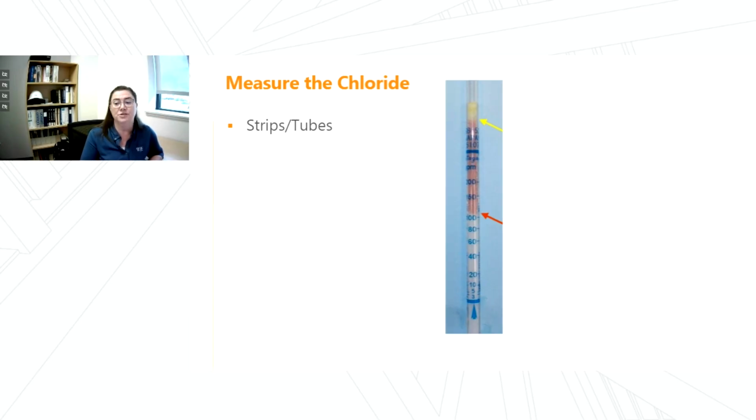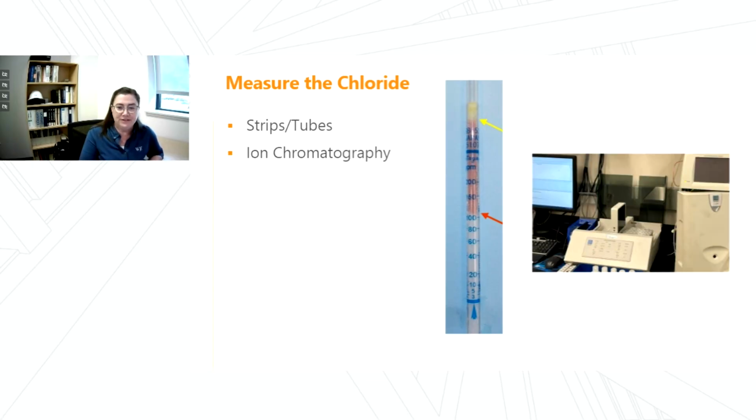So that tells us that there's around 100 ppm of chloride in that sample. These types of strips or tubes can be nice when you're out in the field or someplace where you cannot use a full accurate analysis of chloride, but you want to have a general idea if there's a lot or a little. On the other end of the spectrum, we have things like ion chromatography.